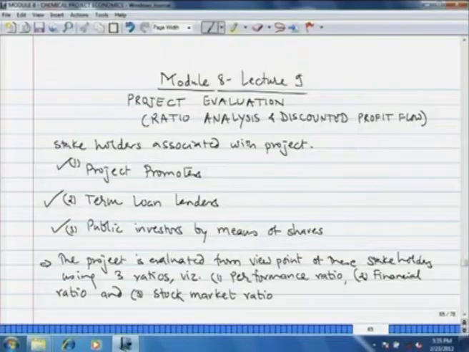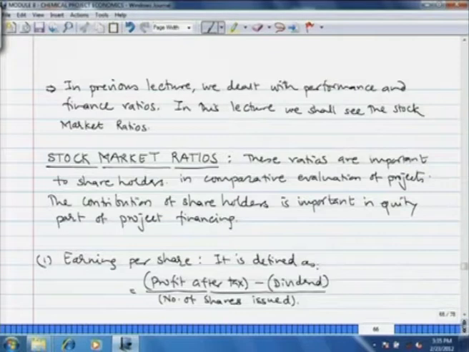In the previous lectures, we saw different ratios from the viewpoint of the project promoter and the term loan lender. Now today we shall see what are the ratios of project evaluation from the viewpoint of the stock market investors, or shareholders. The stock market ratios are important to shareholders in comparative evaluation of the projects, and the contribution of shareholders is important in the equity part of project financing. Typically about 40% of the investment is sought via the shareholders.